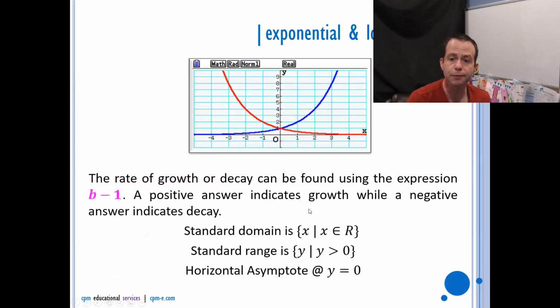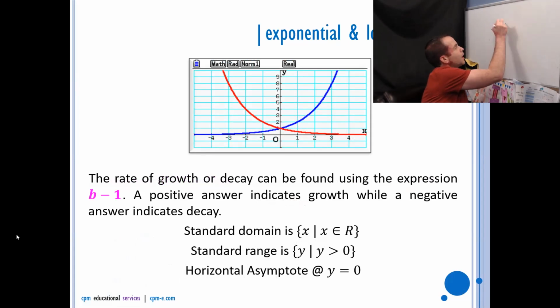Okay, so the rate of growth or decay can be found by using the expression b minus 1. Okay, so you take whatever your b value is and you subtract 1. If that answer is positive, that indicates growth. Okay, and if that answer is negative, it indicates decay. Okay, so say your b value was, let's write y equals 5, 1.03. Okay, so your b value there is 1.03.